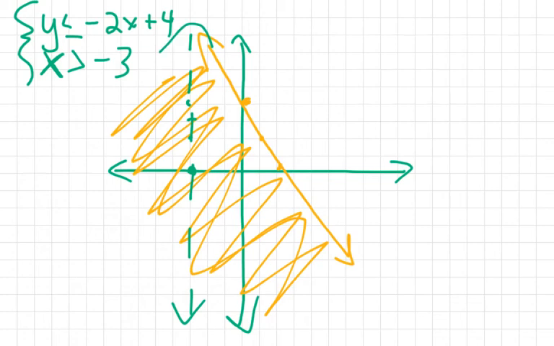Good. Okay, so our last step is to shade. I need x values that are greater than -3. X values that are greater than -3. So that's going to put me in this region here.